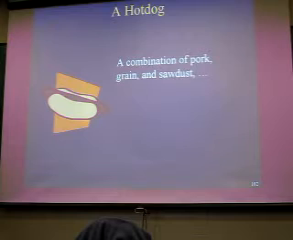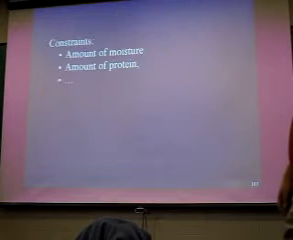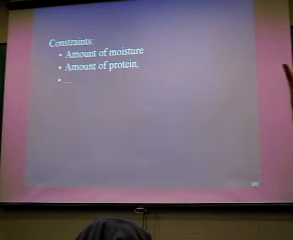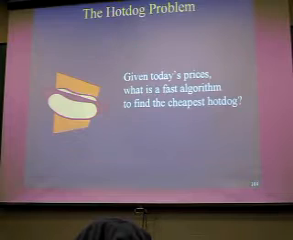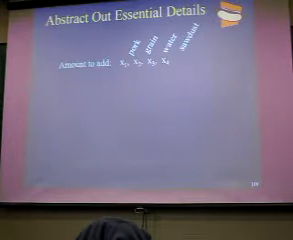Did I say this already to you guys? I had this job, right? It was a job making hot dogs. All right, and so what we had is all these constraints which told you what a hot dog was, right? You could have so much moisture, so much protein in a hot dog, and given today's prices, you wanted to find the cheapest hot dog, right? That meets the constraints. And so what does that look like?